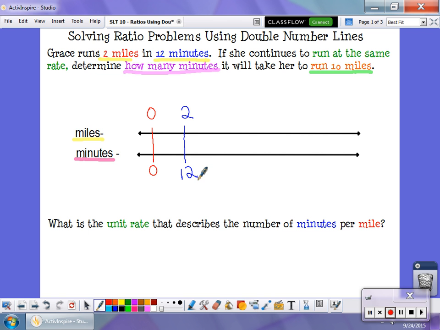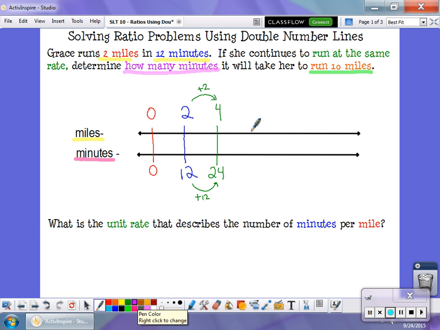All right, so now let's think about how we can answer this problem. I know that every time Grace runs 2 miles, it takes her 12 minutes. So if I were going to continue this pattern, the next time that Grace ran 2 miles, it would take her another 12 minutes. So what I can do is add 2 to the amount of miles she runs, which means 4 miles, and I can add 12 to my number of minutes. That means Grace runs 4 miles in 24 minutes.